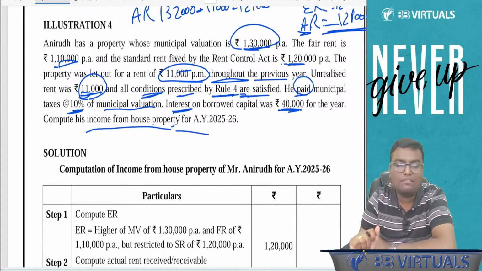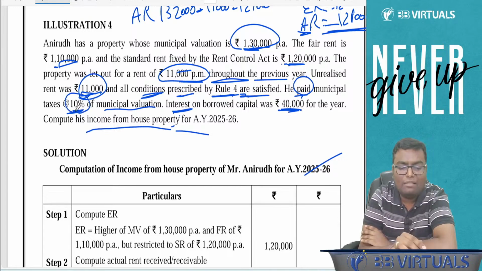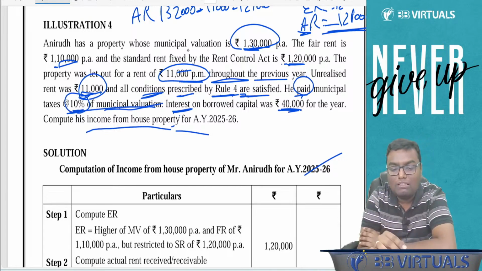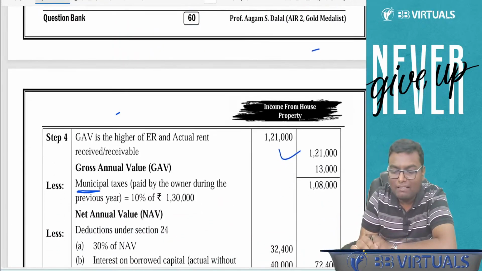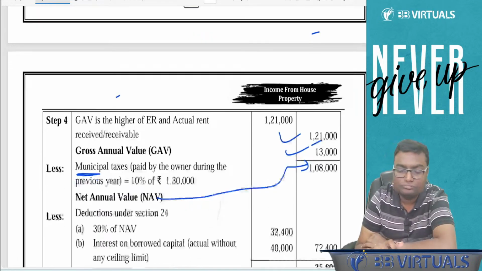Are you understanding this? Now the question is too simple. He paid municipal taxes, 10% of municipal value. Municipal value is 1,30,000, so 10% will come to 13,000. So I will reduce municipal taxes of 13,000. My net annual value will become 1,08,000.